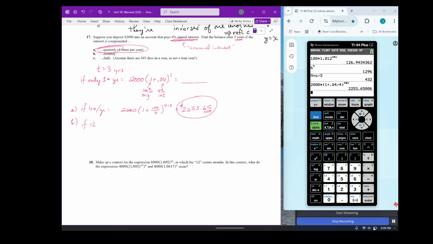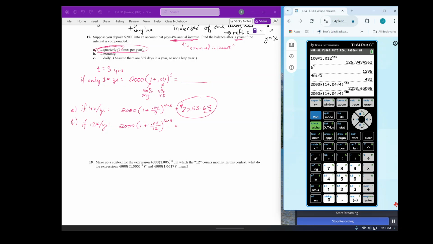So if 12 times per year, well, then the value of this account is going to be 2,000 times 1, that's the original 100% plus. And then the 4% now isn't really 4% one time a year, it's 4% 12 times a year. So it's 4% cut into 12 parts. And it's 12 times a year, and we're doing it for 3 years. So we're really compounding it 36 times.